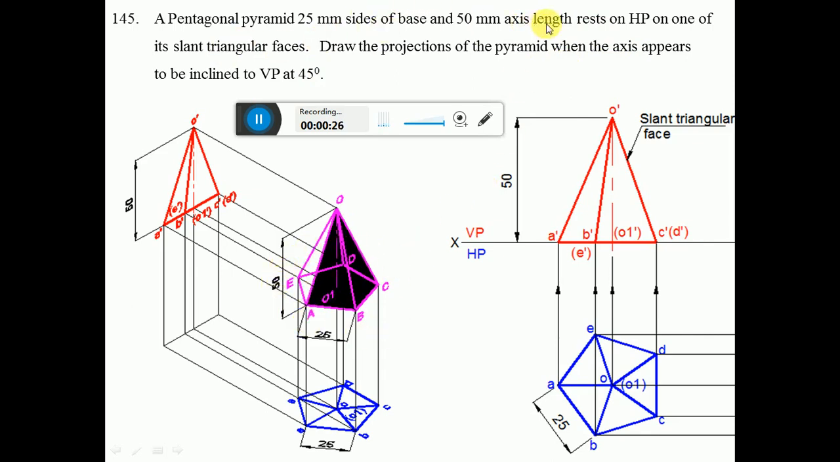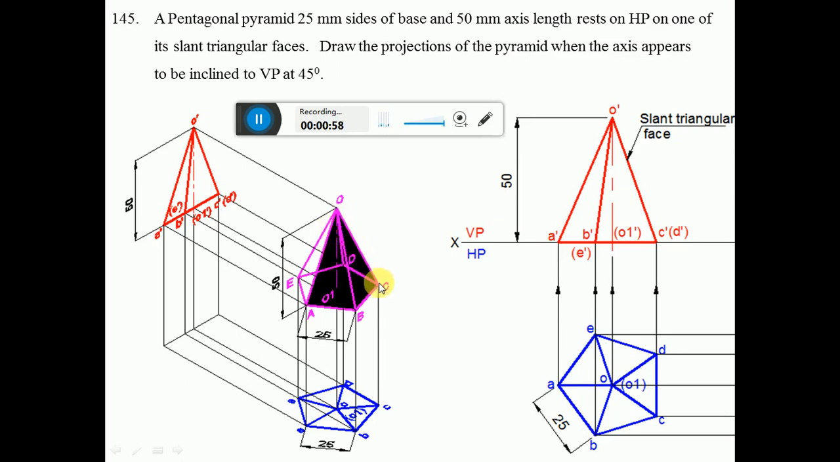It rests on one of its slant triangular faces. Since a slant triangular face has to rest on HP, that slant triangular face has to be perpendicular to VP. If the slant triangular face has to be perpendicular to VP, one of the edges of that slant triangular face has to be perpendicular to VP. So we have to place the initial position of the pentagonal pyramid in such a manner that one of the edges of the slant triangular face which has to rest on HP is perpendicular to VP.